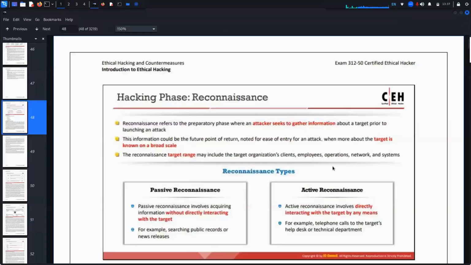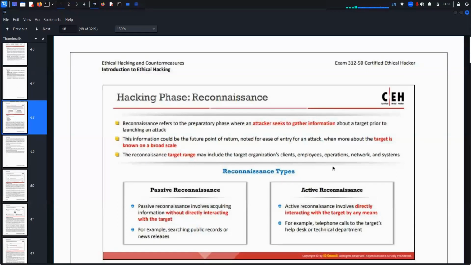Starting with the first phase, reconnaissance. Reconnaissance refers to the preparatory phase. This is the part where we ideally don't interact with the target, because we don't want ourselves as penetration testers to be blacklisted by the company's firewall, by the organization's intrusion detection system or intrusion prevention system. We don't want that initially. So reconnaissance is a phase that we usually do in passive mode, but there's also an active mode.